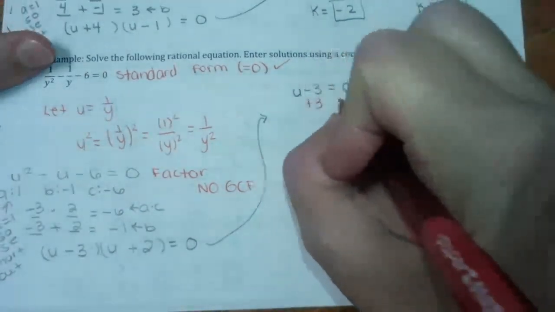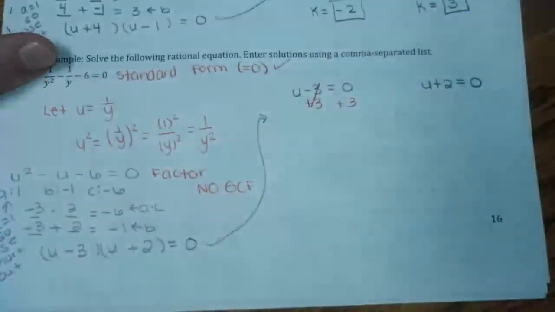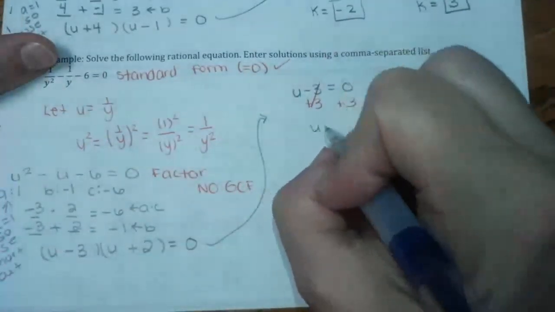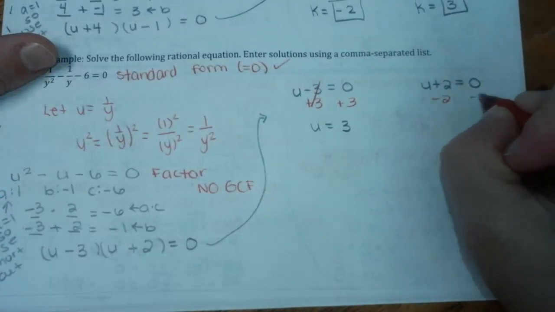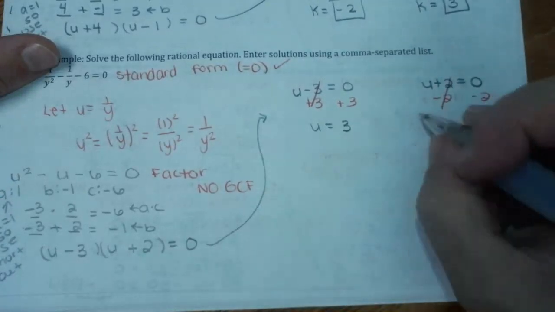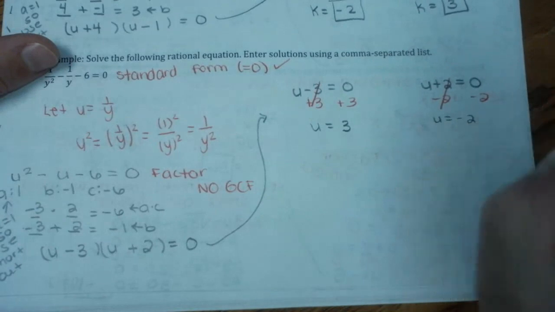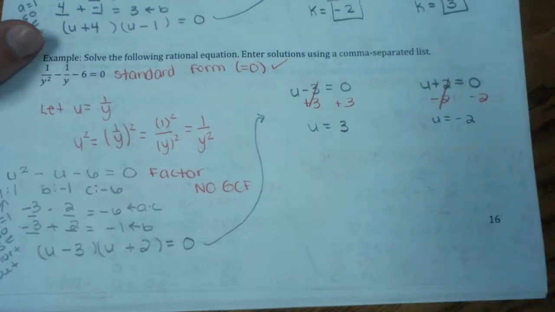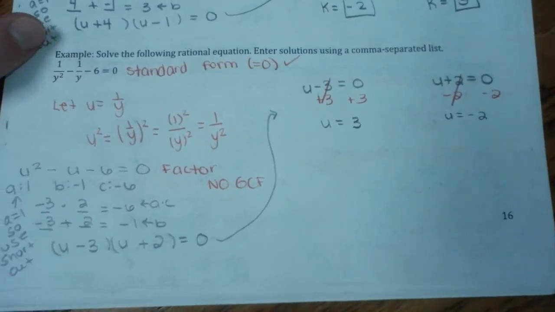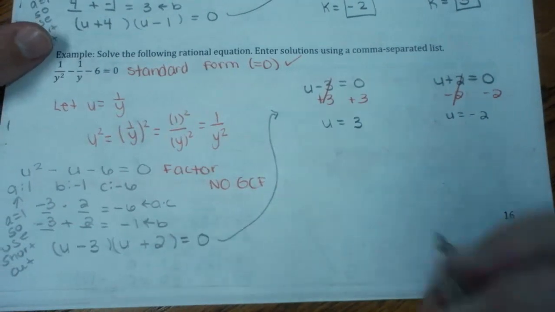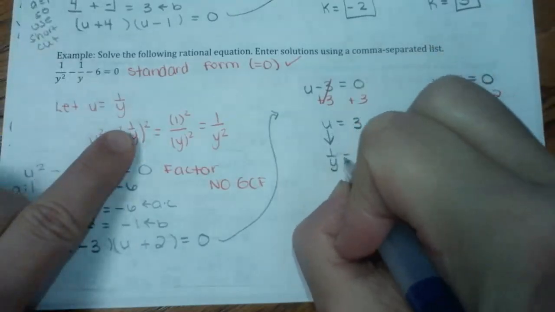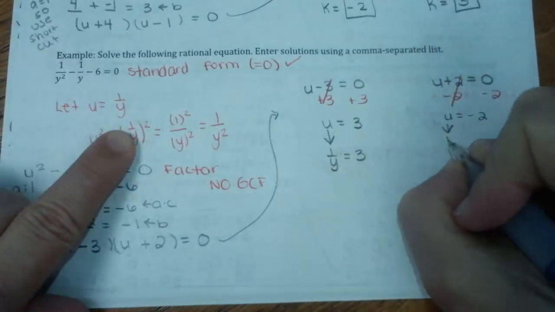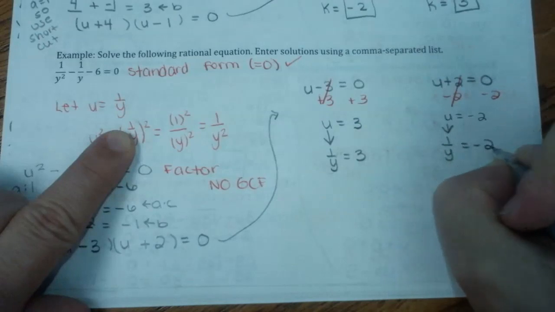Getting u by itself, we can add 3 to both sides. So we get u equals positive 3. Over here, we could subtract 2 from both sides. So we get u equals negative 2. Problem didn't ask us for u, it asked us to solve for y. So instead of u, I can plug in, because I know u is the same thing as saying 1 over y. So 1 over y equals 3, and 1 over y equals negative 2.